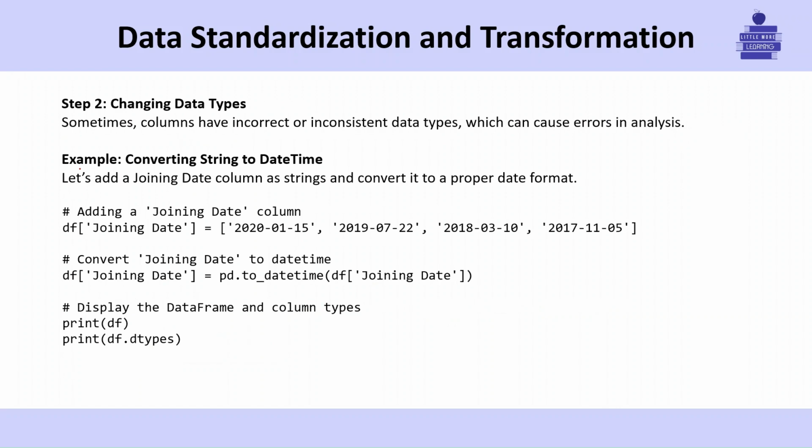Next step is changing data types. So here what we are doing is adding a column named join date as strings and then converting it into a proper date format. So this is simply adding a column to your dataset and converting it. This pd.to_datetime converts string into proper datetime format, allowing operations like sorting by date and extracting year or month in our dataset afterwards.